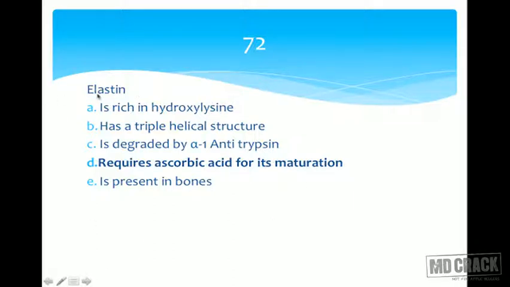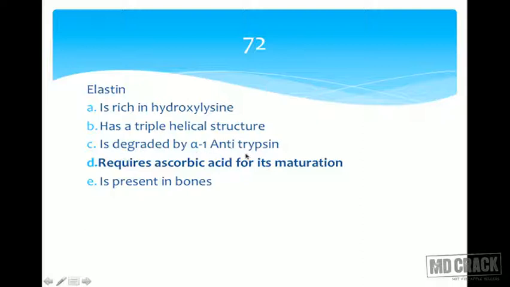So what does it mean? Elastin is not rich in hydroxylysine. Hydroxylysine residues are actually very poor, maybe very few present, and they say it may be absent also in elastin. Hydroxylysine is not there in elastin. Does it have a triple helical structure? No, because it is required for the elasticity of this molecule. So it does not have a triple helical structure.